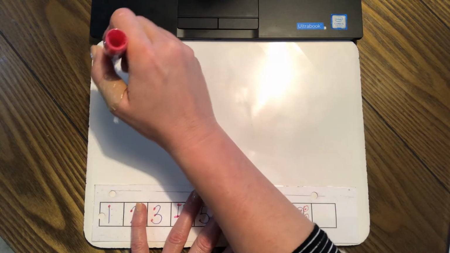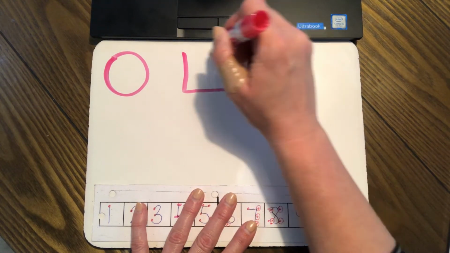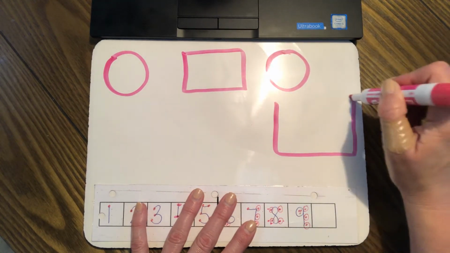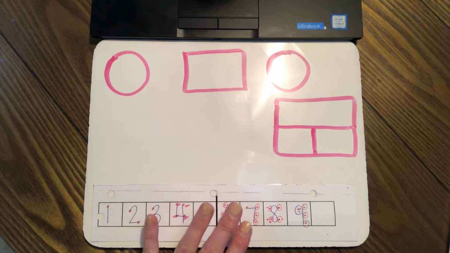So I'm going to draw my beginning, draw the change, and draw the ending. And then I'm also going to draw my strip. All right, so let's fill this out.